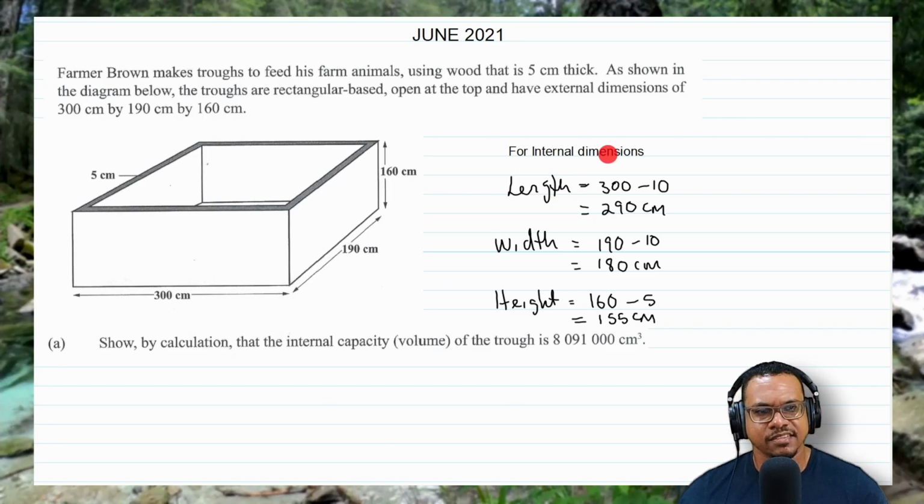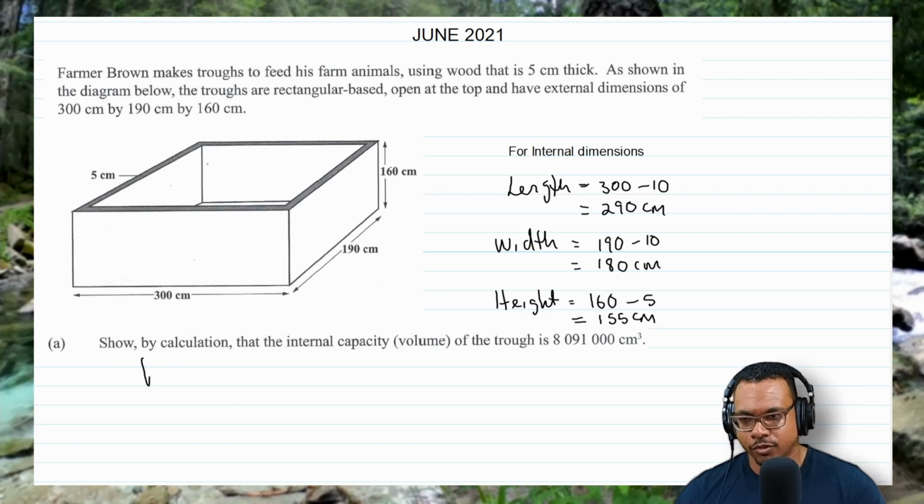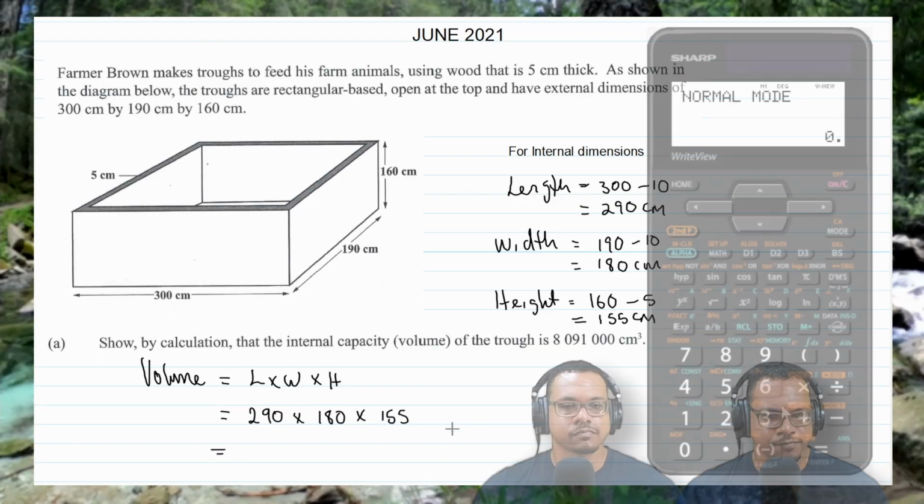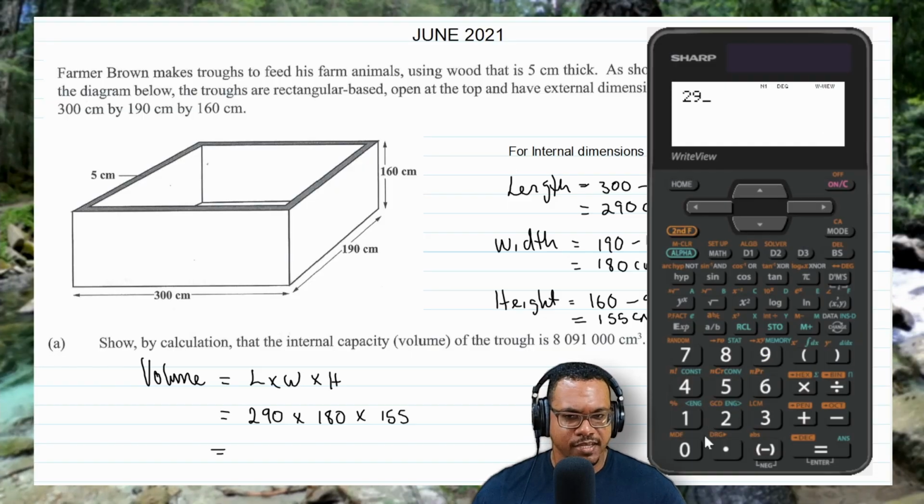So now that I know the internal dimensions for the length, width, and height, the volume is easy to calculate. Just length by width by height. So my volume will be equal to length by width by height, or length by breadth by height. Breadth, width, interchangeable. So that'll be 290 times 180 times 155. And let's see what we get.